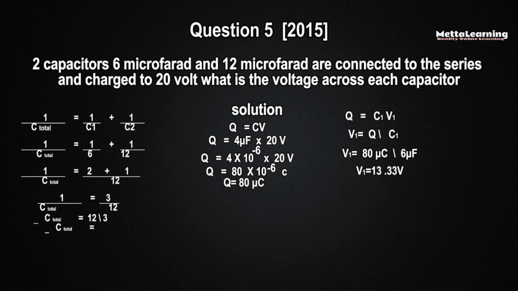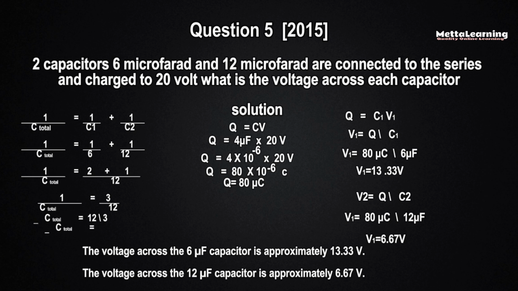Then let's find the voltage across the second capacitor using the same steps. So V2 equals Q all divided by C2, which is the second capacitor. So we have 80 times 10 to the power minus 6 all divided by 12 times 10 to the power minus 6. When we divide this through, we have 6.67 volts. So 6.67 volts is the voltage across the second capacitor.